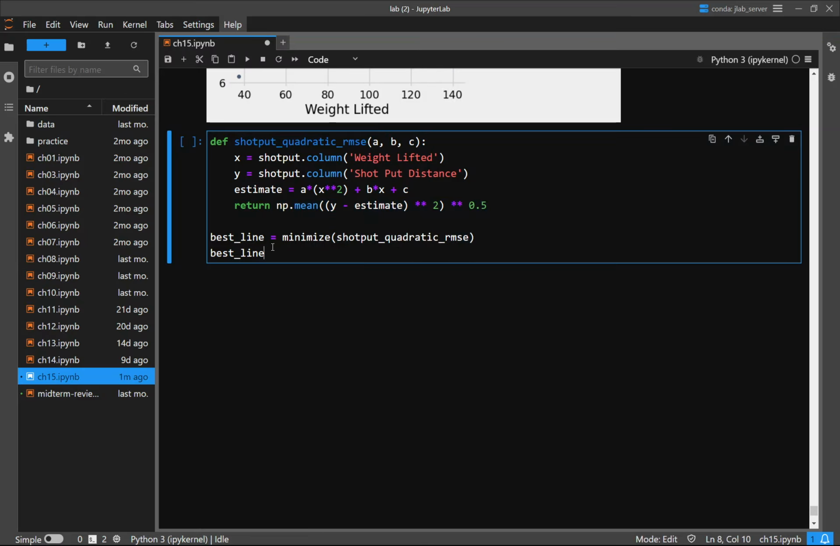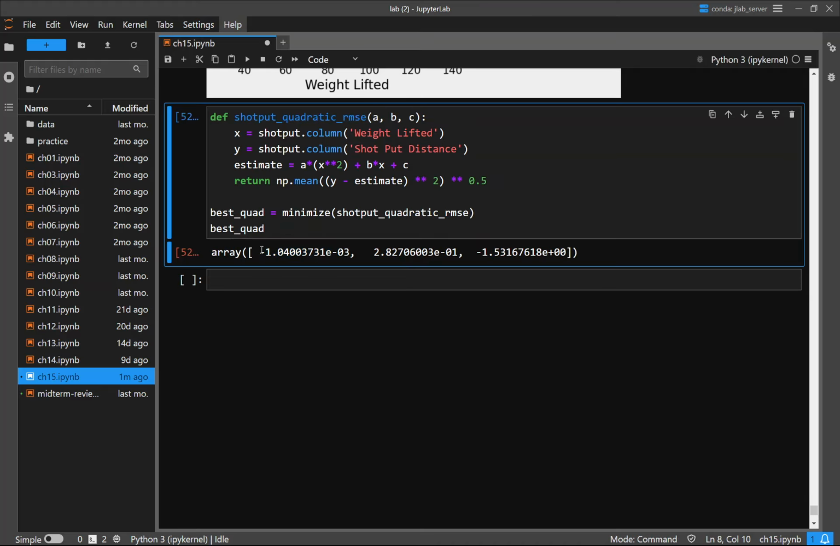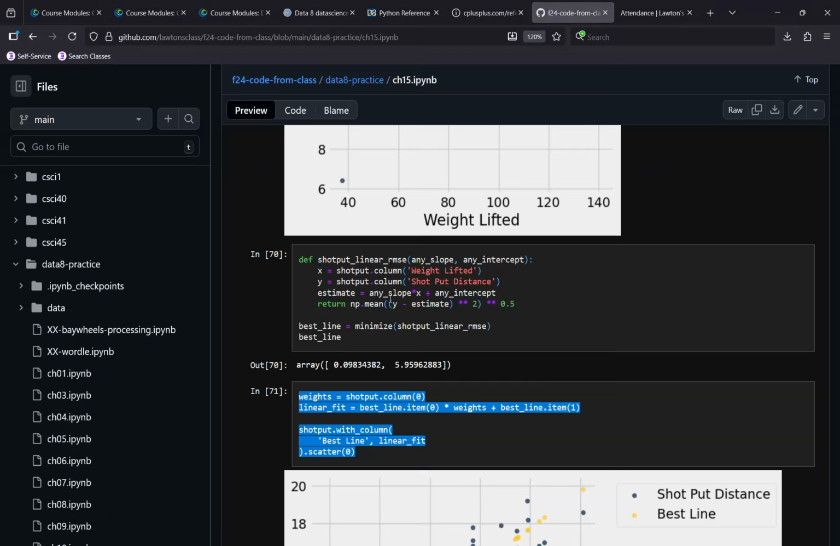I'll call this best quadratic function. It looks like these values are pretty small for these ones. This one's a normal looking value, but that gives me a different kind of function. So that's a value for A, that's a value for B, that's a value for C that minimizes root mean square error. And let's draw that in the same kind of way.